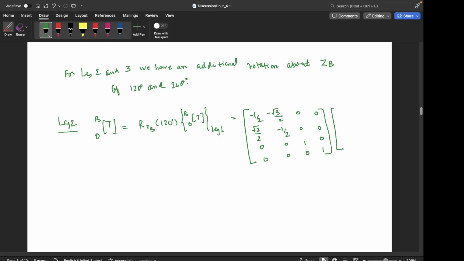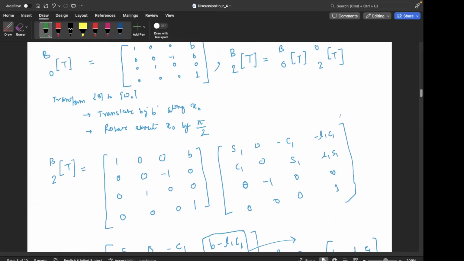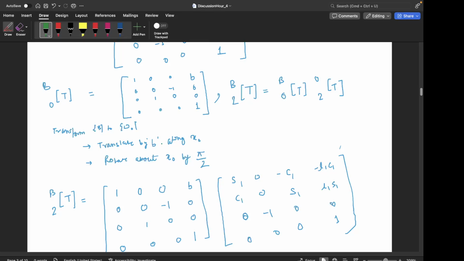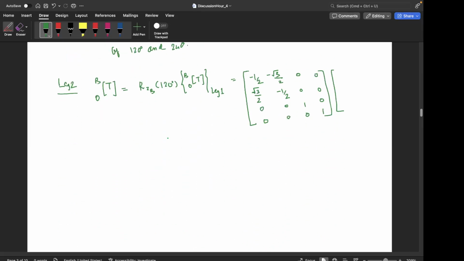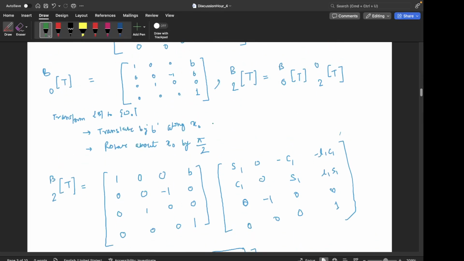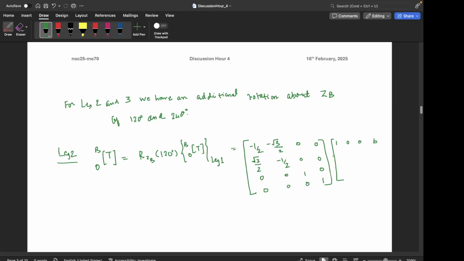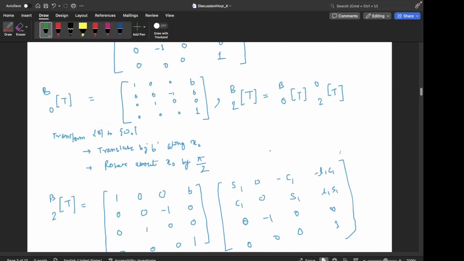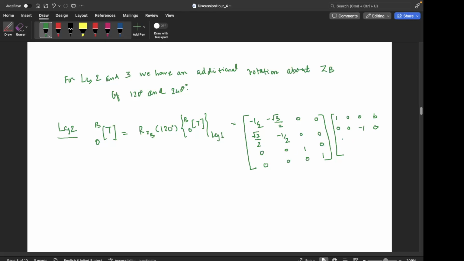And the other matrix was, let me just see from here, it was this, right? 1 0 0 B, then 0 0 minus 1 0, then 0 1 0 0, and we have 0 0 0 1, right? So now let's multiply these two.